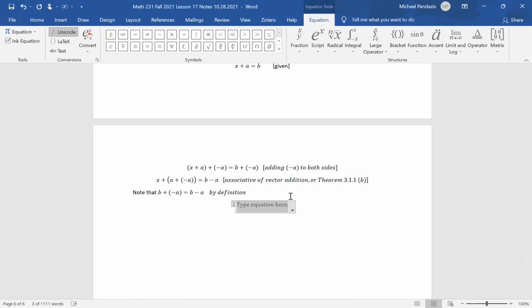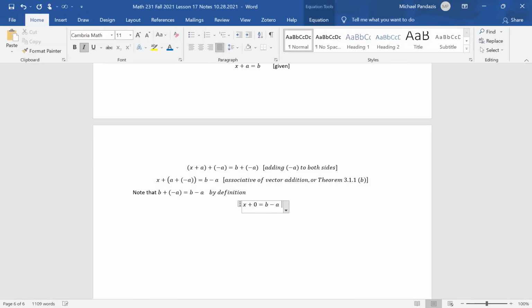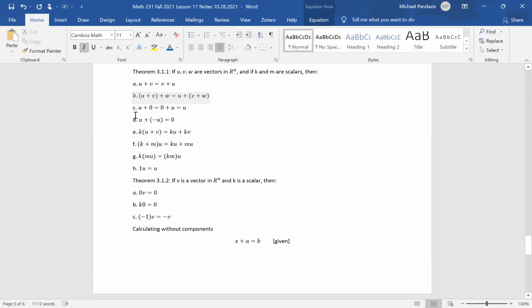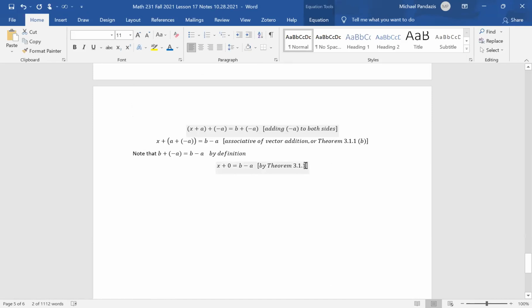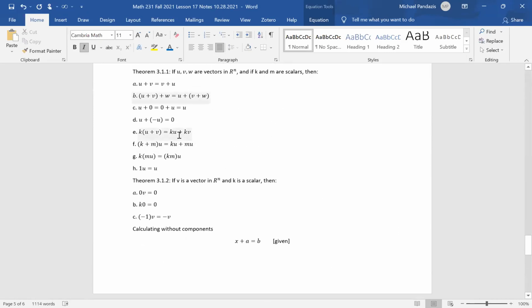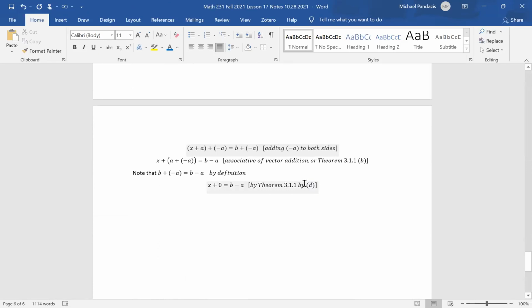And so continuing, you have x plus 0 is equal to b minus a, because a plus negative a is 0. And this is by theorem 3.1.1 still, but now it's part D. Part D says a vector plus its negative is 0. So here instead of u, it's called a. So this is by part D of that theorem, theorem 3.1.1 D.